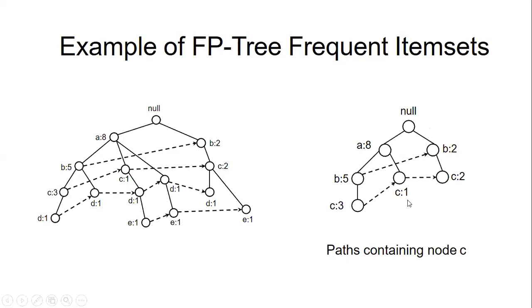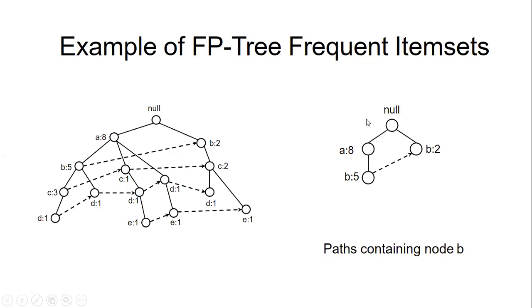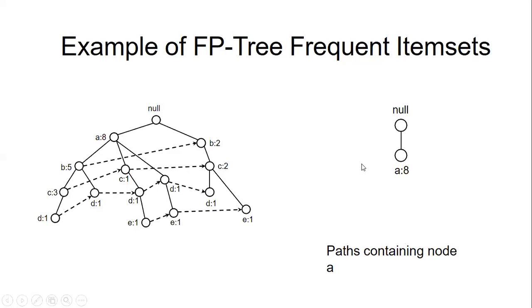Next, above the C we have B, because A is the highest, so B is next to A. So above C there is B. We will be extracting the subtree which has the paths containing the node B. Finally, A.